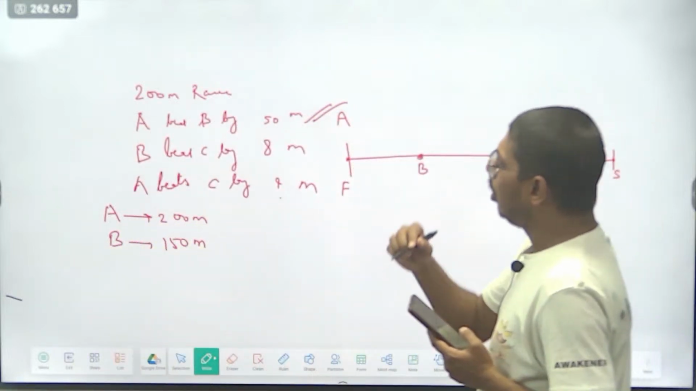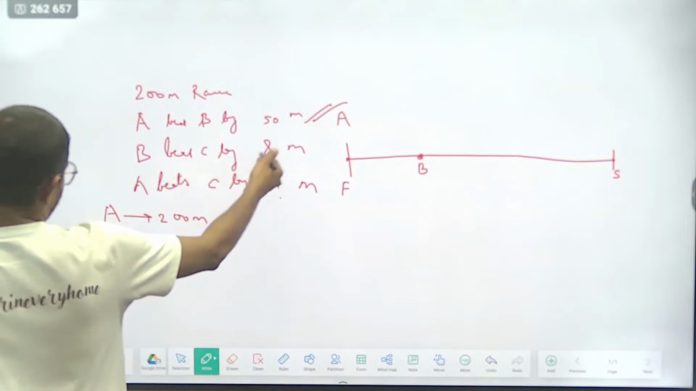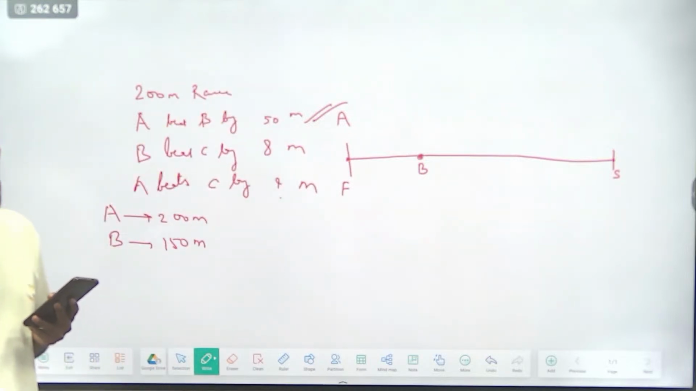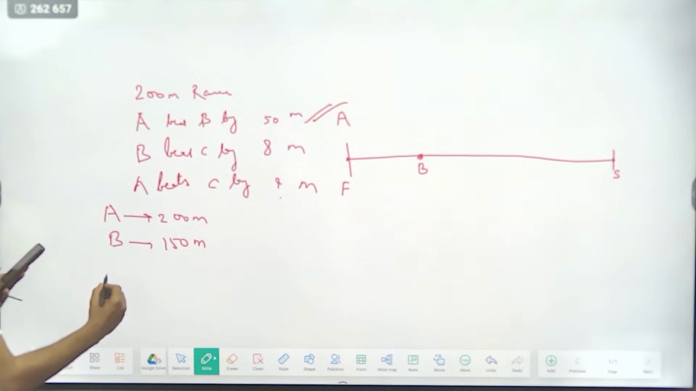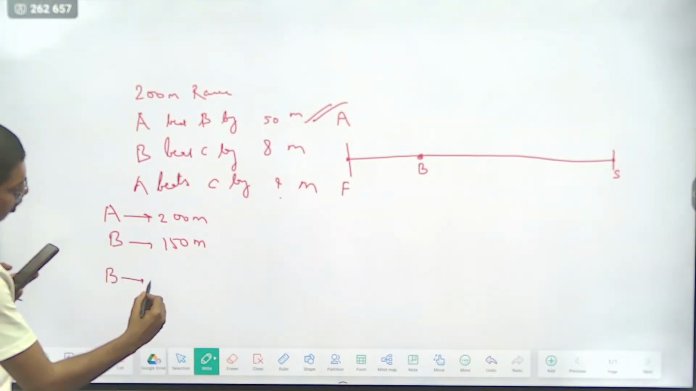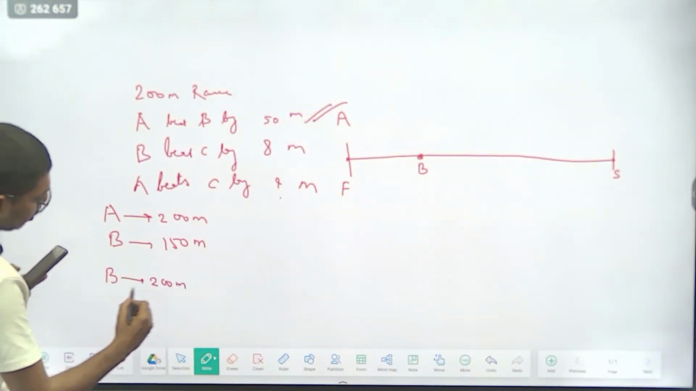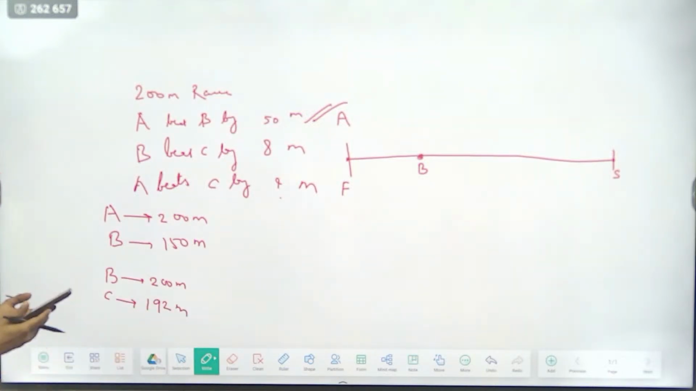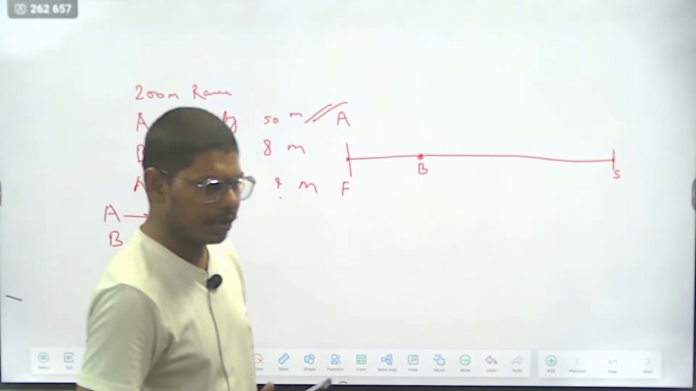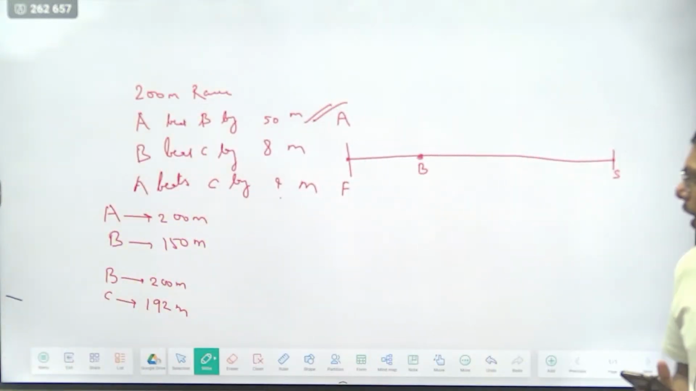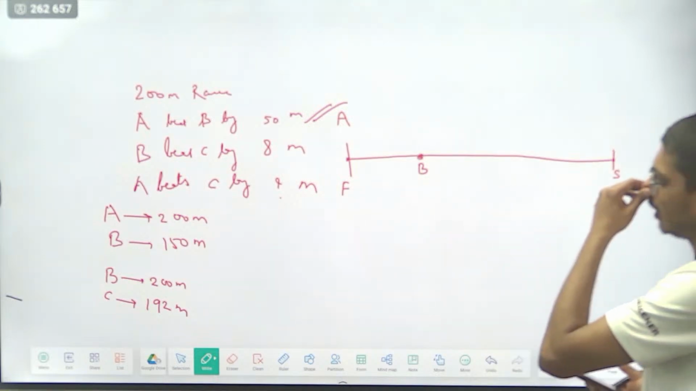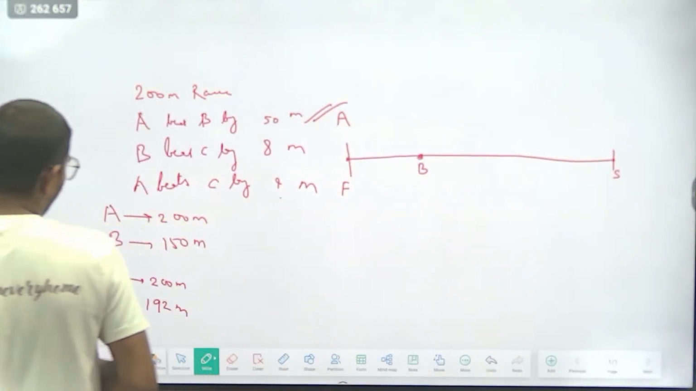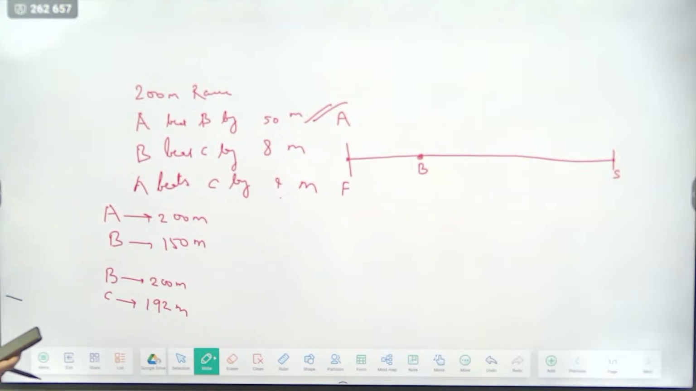Now B beats C by 8 meters, which means when B travels 200 meters, C travels how much? 192 meters. Now they are asking, if A beats C by how many meters? Yep, guys, tell me.